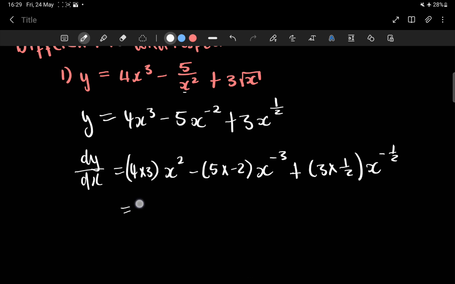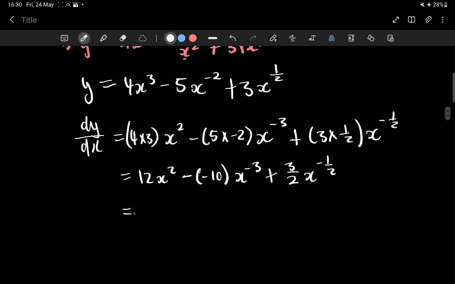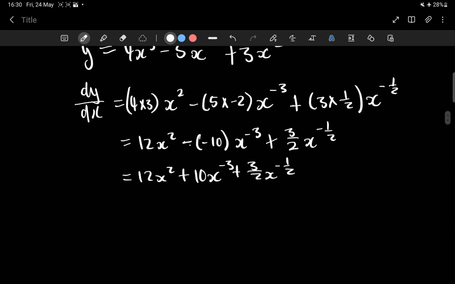Then here 4 by 3 becomes 12 x squared. Then here we have minus 5 times negative 2, positive 5 times negative 2 is negative 10. So minus of negative 10, you can put it in the calculator, x to the minus 3. Then plus 3 times half. 3 is a whole number. It multiplies the top. It'll be 3 times 1 becomes 3 over 2. Then x to the negative half, okay? Which here it just becomes 12x squared minus minus becomes plus 10 x to the negative 3 plus 3 over 2 x to the negative half, which we can now convert back to positive, guys.